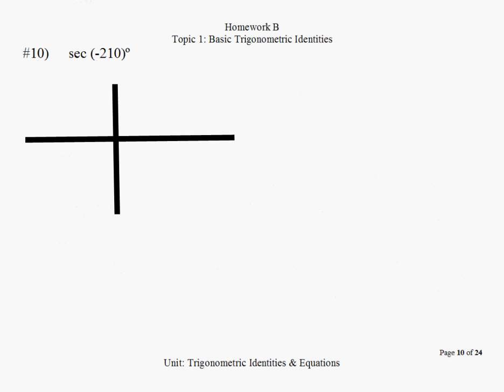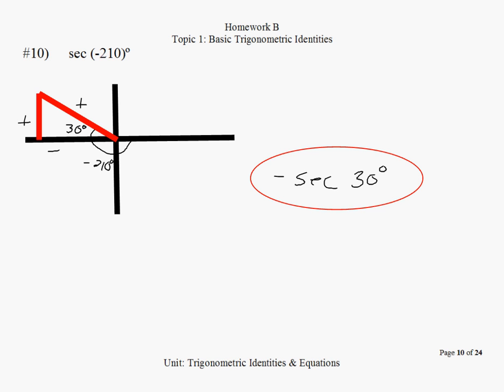Number 10, I'm going to leave this angle as it is. I'm not going to find a coterminal. Negative 210 degrees, that's clockwise, puts me in quadrant 2. Makes the reference angle 30, because if you add 180 and 30, you get 210. That's why it's 30. In quadrant 2, x is negative, y is positive, r is always positive. Therefore, it's secant of 30 degrees, but it's negative because we're in quadrant 2, and in quadrant 2, secant and cosine are both negative.